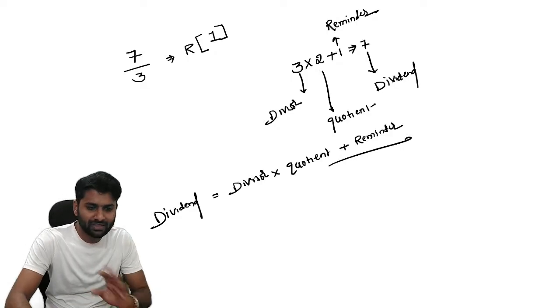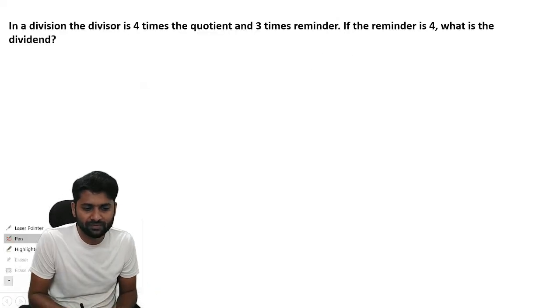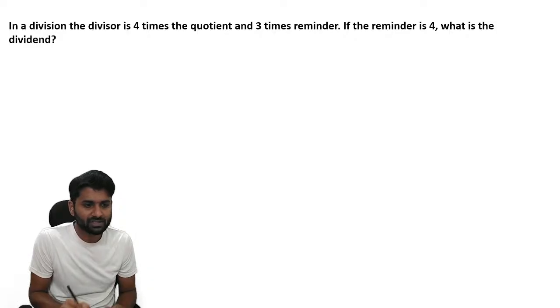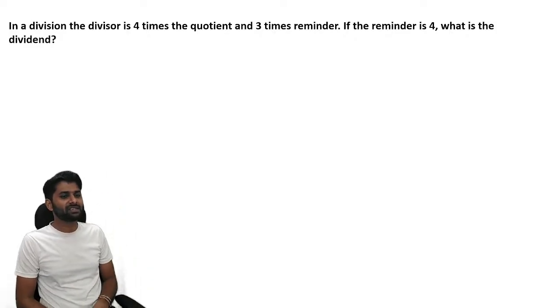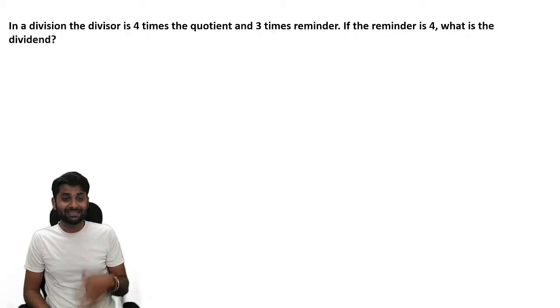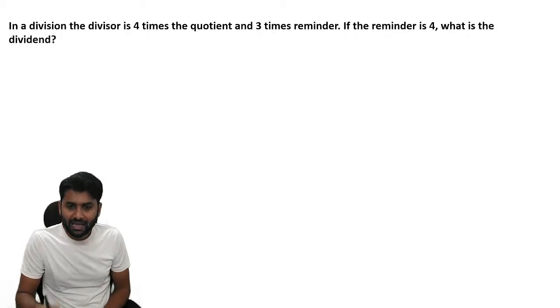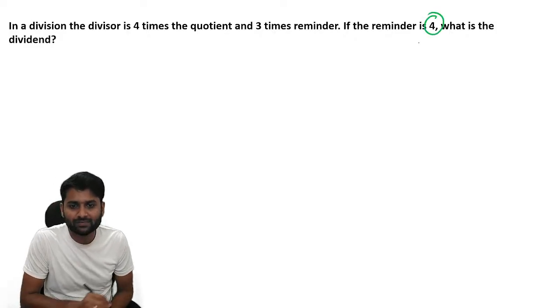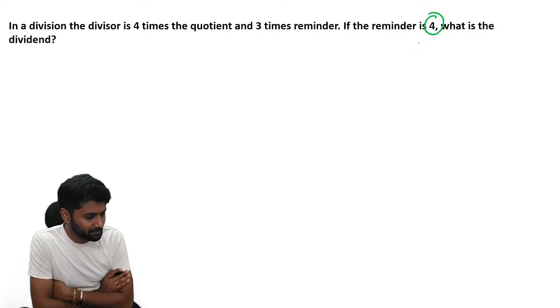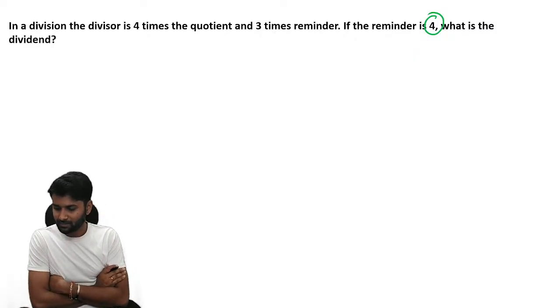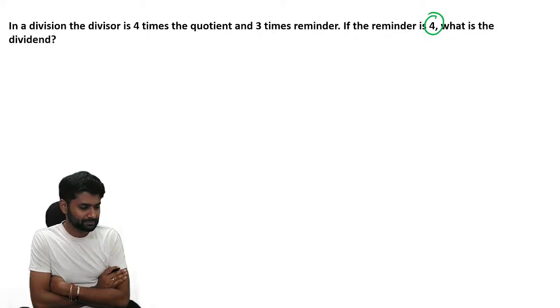Let me help you out with a question. This is one of the previous year questions. Now see the question. In a division, the divisor is 4 times the quotient and 3 times the remainder. And they have already given, if the remainder is 4, then what is the dividend? Please let me know in the comments.